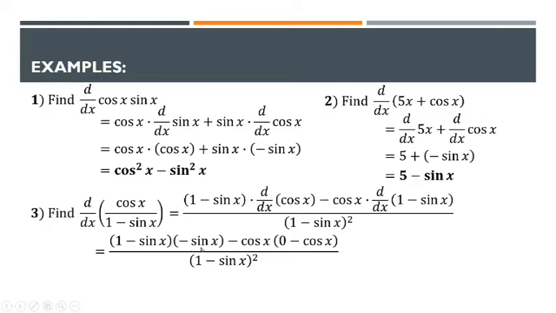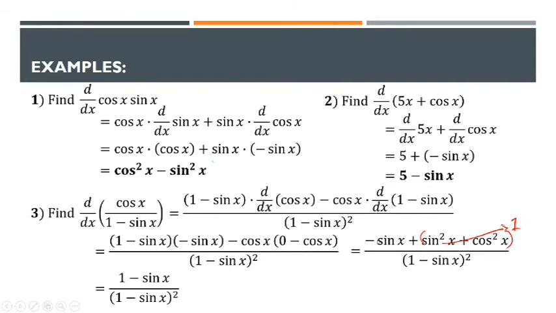So distributing negative sine x and cosine x, we have negative sine x plus sine squared x plus cosine squared x. And sine squared x plus cosine squared x is equivalent to 1. So we have 1 minus sine x over 1 minus sine x quantity squared. So we can cancel out the squared, and what will remain is 1 over 1 minus sine x.